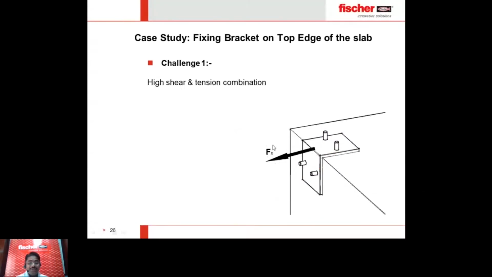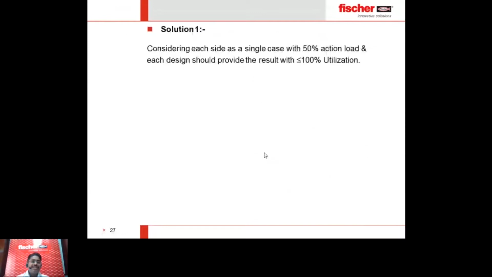And when there is Fx working, there is tension in this anchor and shear in this anchor. So again, this edge is getting worse in terms of Fx. Now, what is the solution? For this, the solution is something like this.